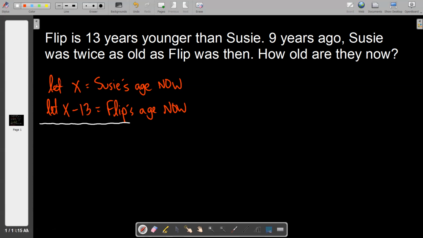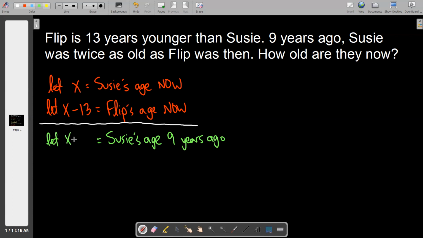And then I'll draw a line, and we're going to go back in time now. So we're going into the past by 9 years. So I'm going to switch colors, and I'm going to say let blank equal Susie's age 9 years ago. If she's currently X, we decided that, then 9 years ago she was what she is now minus 9. Like your age right now is X. 5 years ago, you were X minus 5.